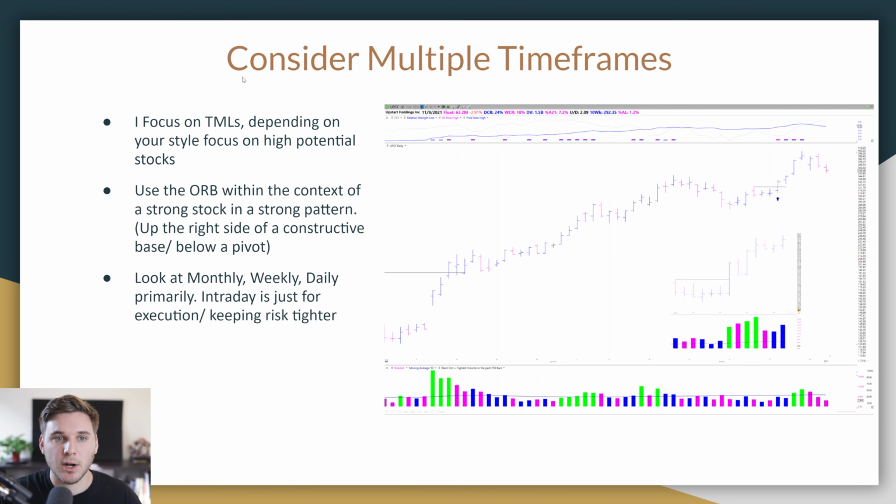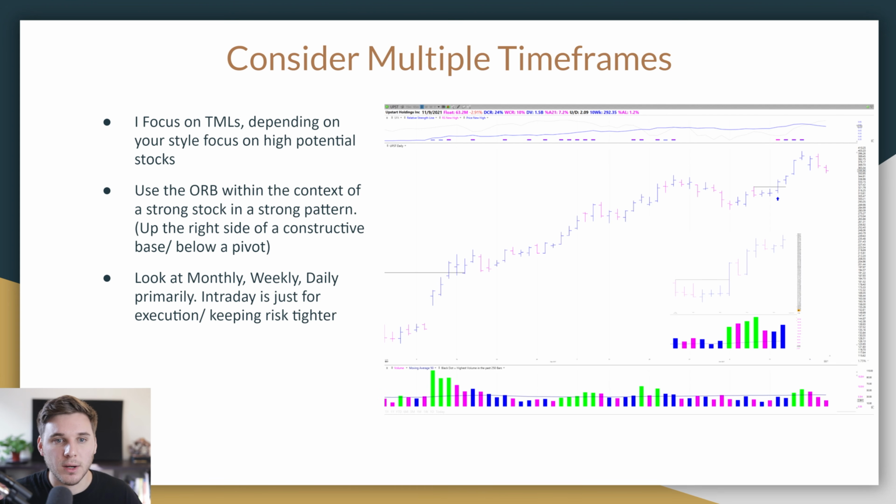So here's the slide on considering multiple time frames. First off, I focus on true market leaders, TMLs, which have great earnings, sales, margins, great relative strength as well. And depending on your style, your version of a true market leader could be completely different. You could be focused on those meme stocks, and this works for that as well. That's just not my particular focus.